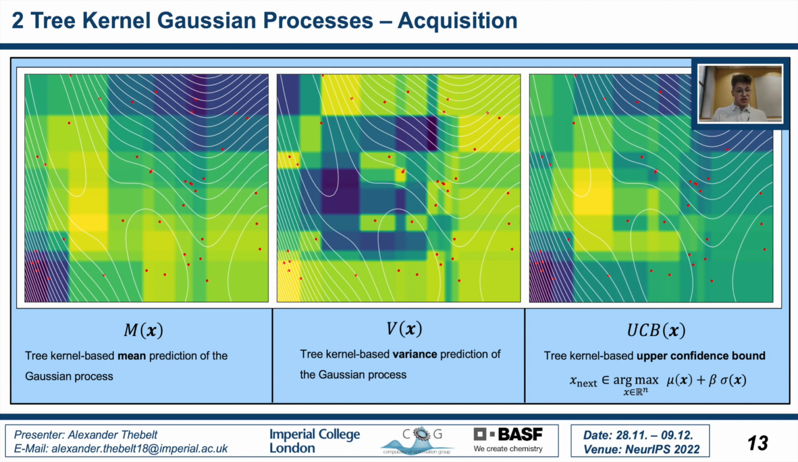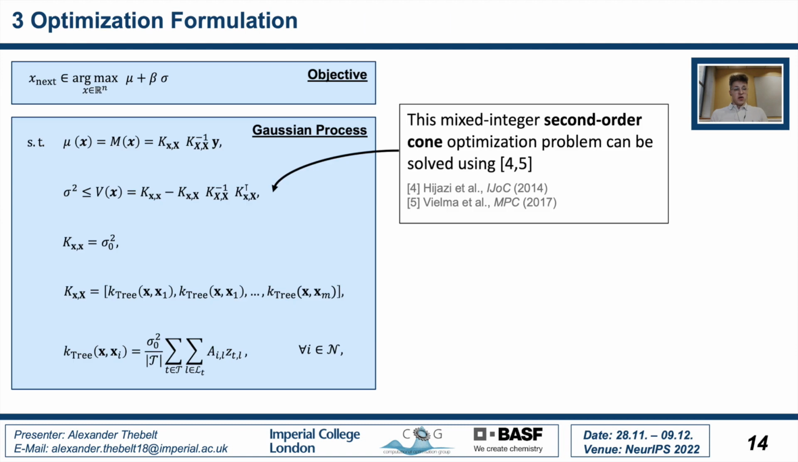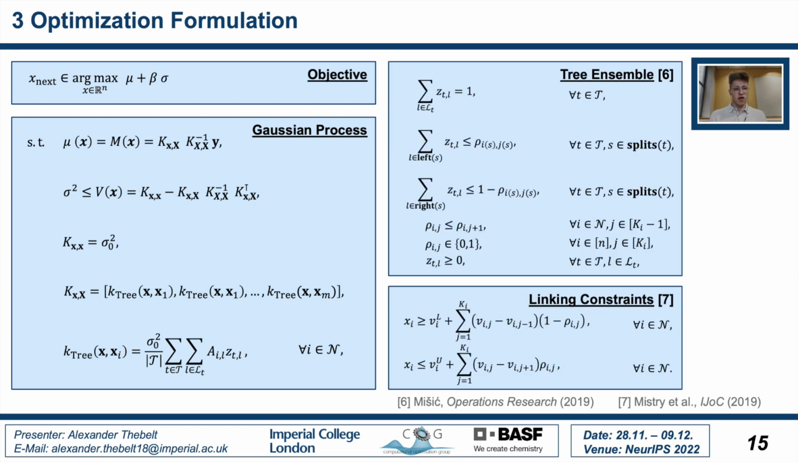And we can then use mean and standard deviation and combine them into an upper confidence bound acquisition function, which we can use to determine the next promising query point. And you can see this on the right-hand side of this slide. So in order to optimize this sort of acquisition function, we propose a mixed integer second-order cone formulation, which can be solved with either open source solvers or commercial solvers like Gurobi. And to include the logic of the tree ensemble and to link the tree splits to continuous variables, we deploy existing formulations from literature. And you can find more details about the acquisition function optimization in our paper.